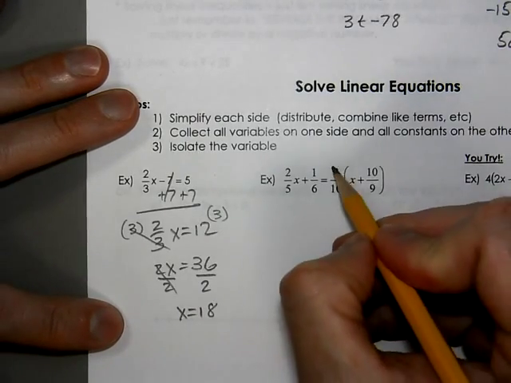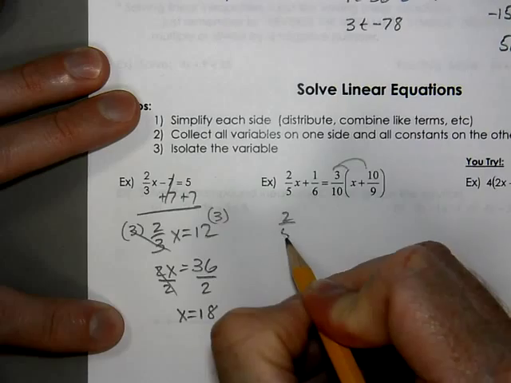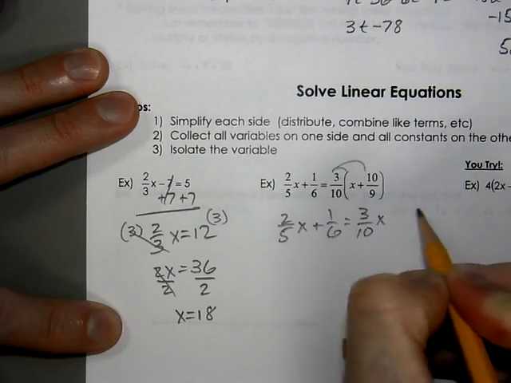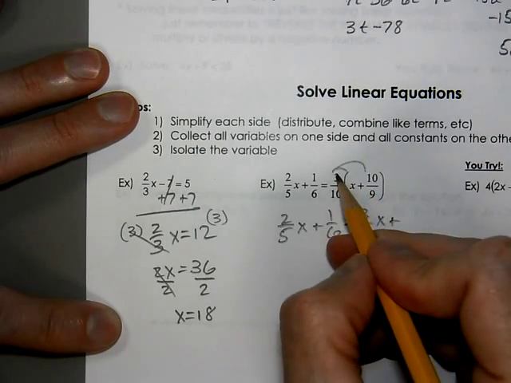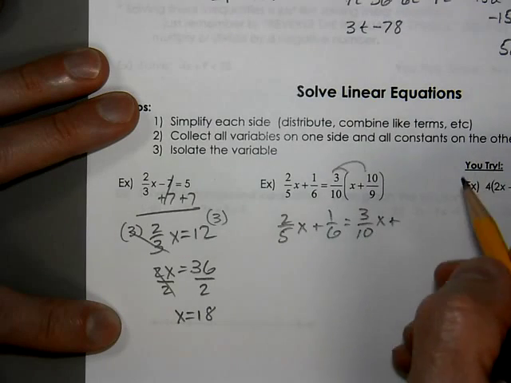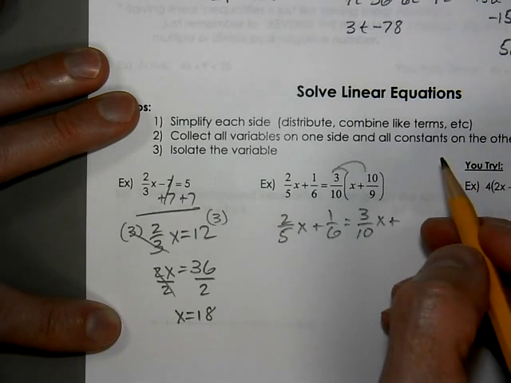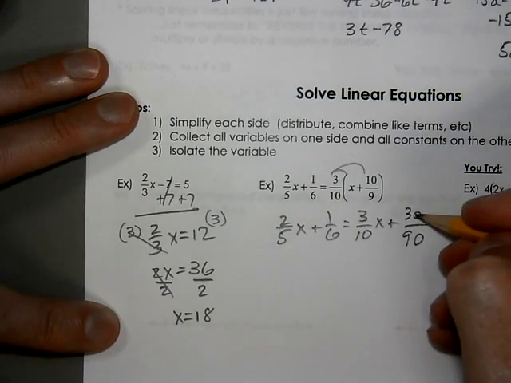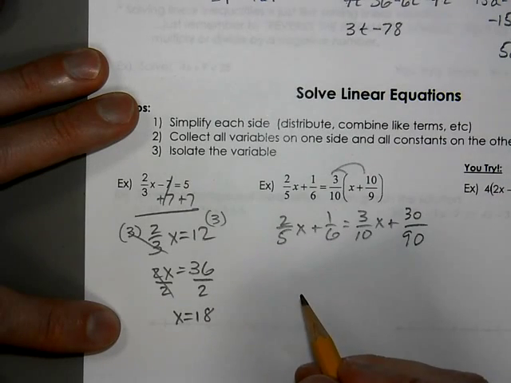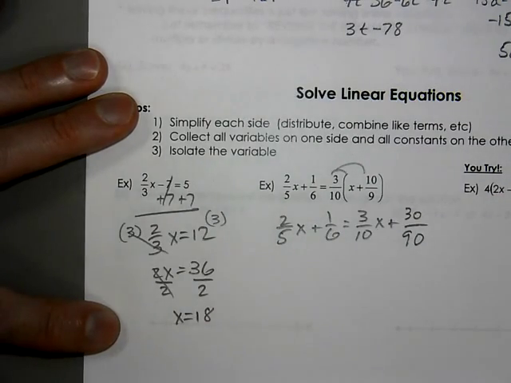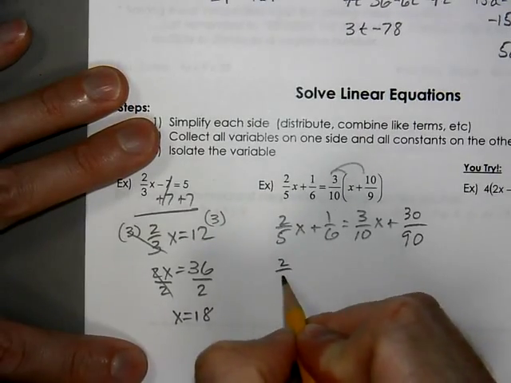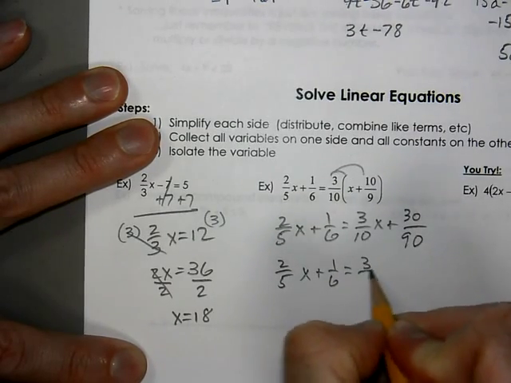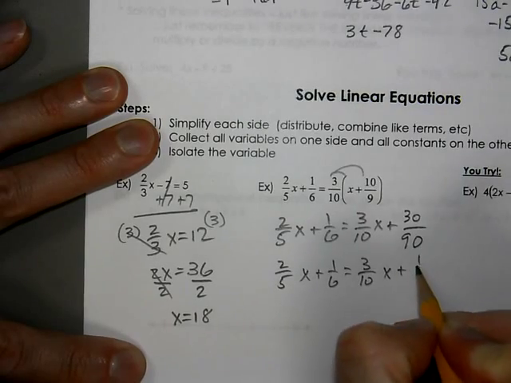On this side, we would distribute. When you multiply here, you get 3 times 10, which will be 30, and 90. That can actually reduce down to 1/3. Let's see where else we're at. We're going to subtract. Let's see. We'll say 2/5 x plus 1/6 equals 3/10 x plus 1/3.